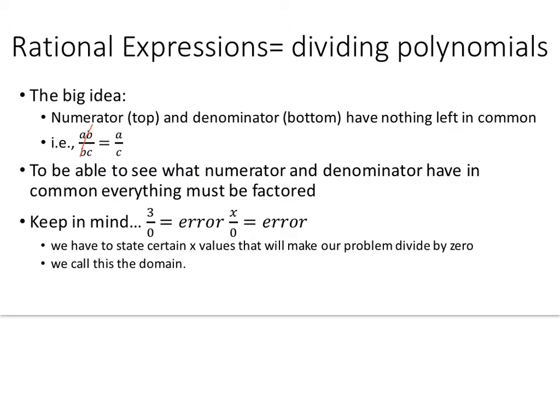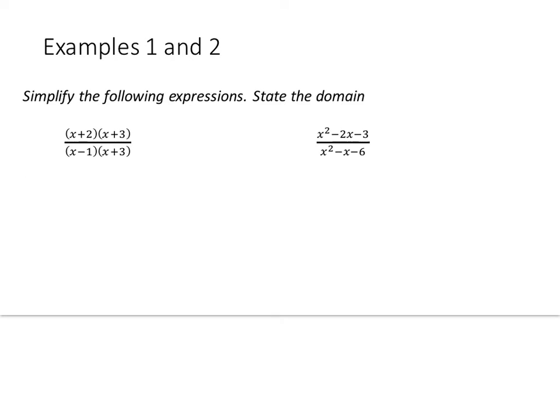So in the simplifying, we're going to do something called finding the domain. And we're going to pick out what x values would make our denominator 0. So here are two examples. The first one is already factored for us. I have x plus 2 over x plus 3 all over x minus 1 times x plus 3.